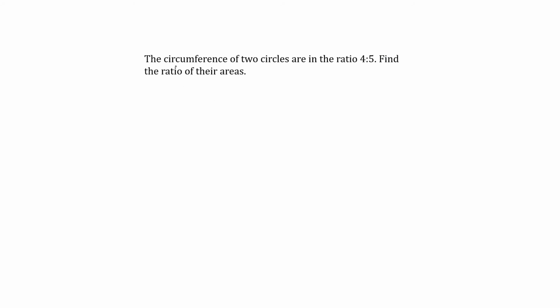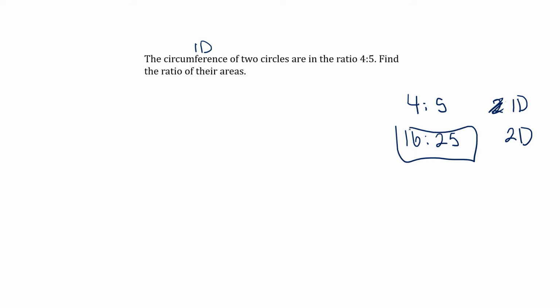So if the circumference, which is a 1D thing, right, it's a perimeter, is in the ratio 4 to 5, and the area is a 2D ratio, then all we have to do is square both of these things. So the ratio is 16 to 25, and that would be your answer. That would be as far as it goes. You don't have to do any fancy math for this, right? Which is nice.